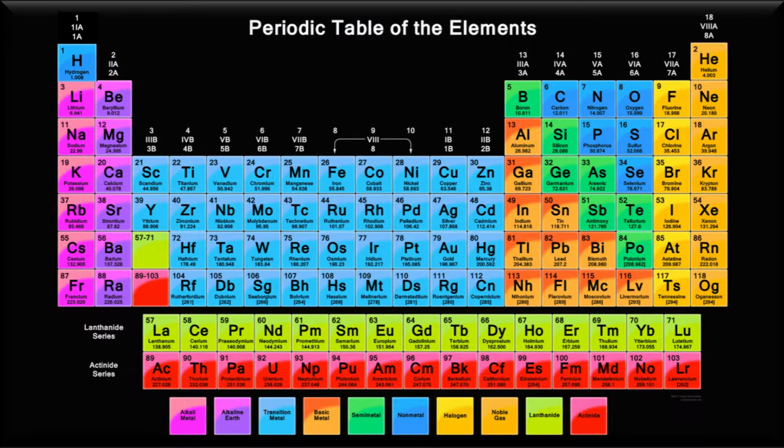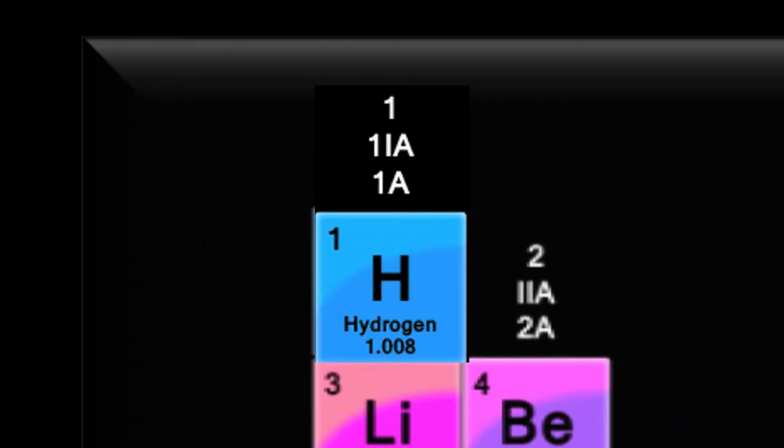The modern periodic table. This is what the actual modern table of elements looks like. And we have an example. Look at this element, hydrogen. Now, let's discuss the parts of the element in the periodic table.